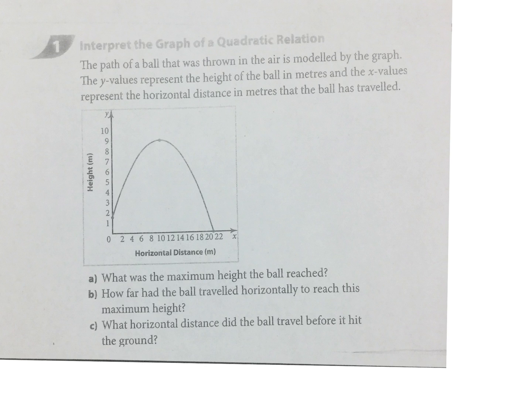So this graph represents what type of situation? What's happening? What does this parabola represent? We're trying to interpret a graph of a quadratic relation to figure out what is happening in real life. So what is the scenario that's happening?